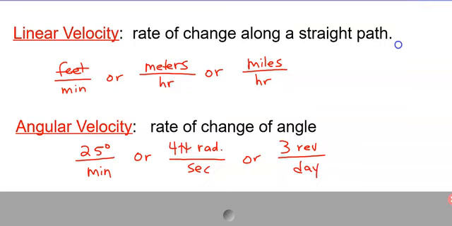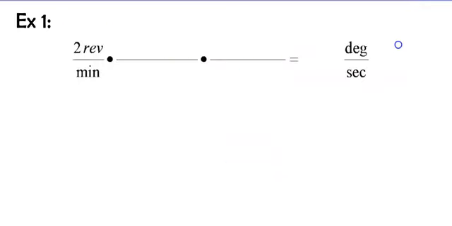All right, now we are going to dive into our first example. And we are starting with 2 revolutions per minute. And the goal is to end up in degrees per second. So we're converting revolutions per minute into degrees per second.